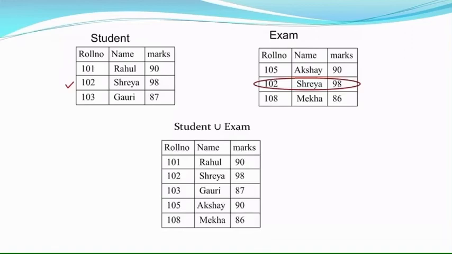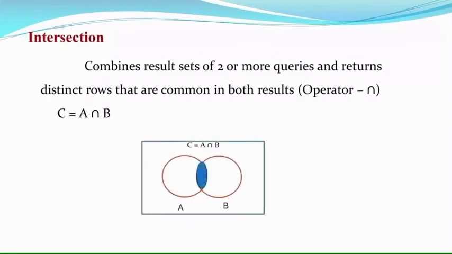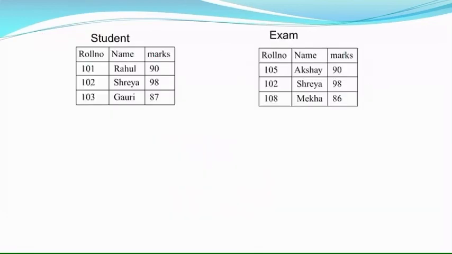Next is intersection. Intersection combines result sets of two or more queries and returns distinct rows that are common in both results. That is C equal to A intersection B. If A and B are two tables, then the resultant table consists of the same attributes present in both of the tables A and B. That is, rows or tuples of C are common to both A and B. In this table, student and exam, we can apply the intersection operator.